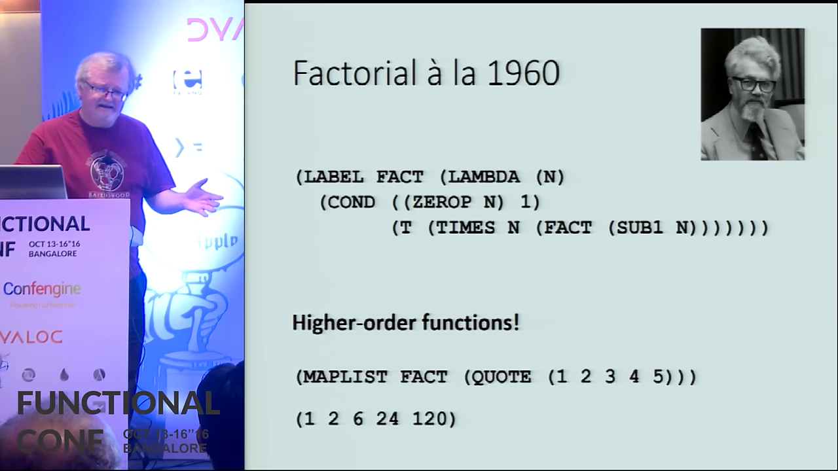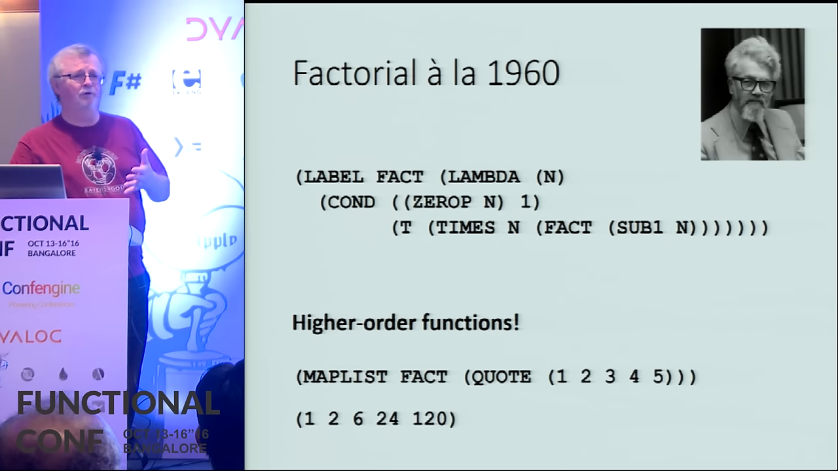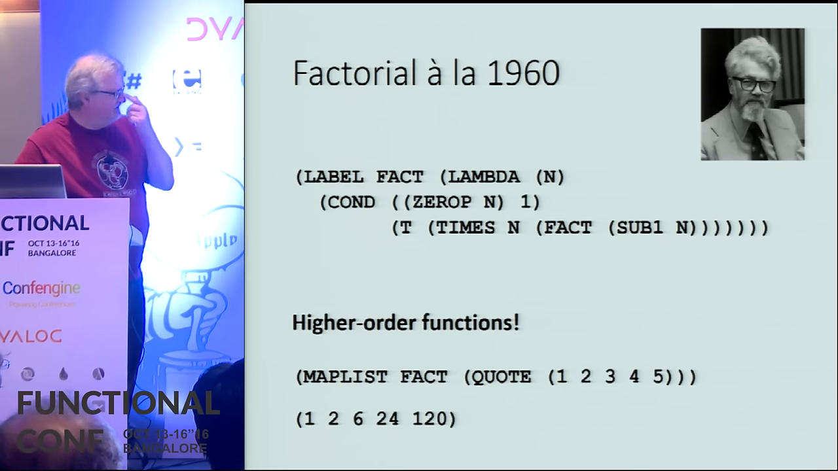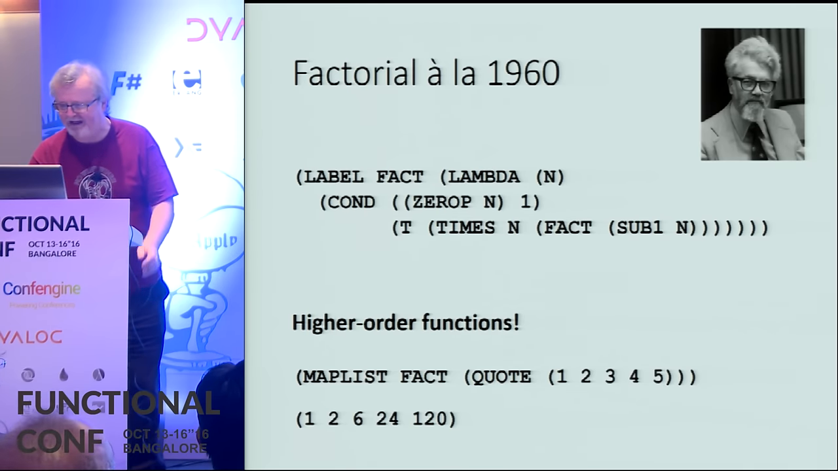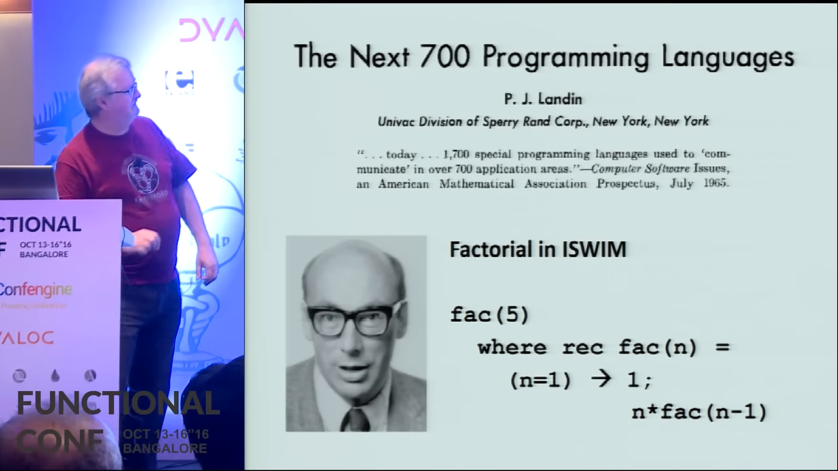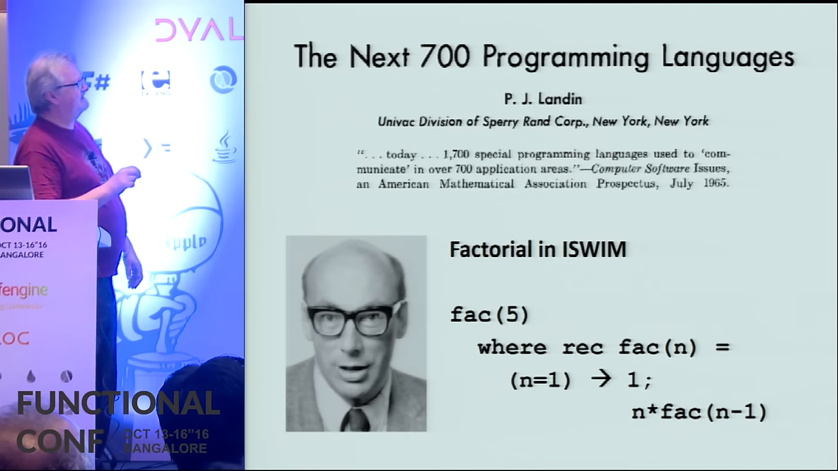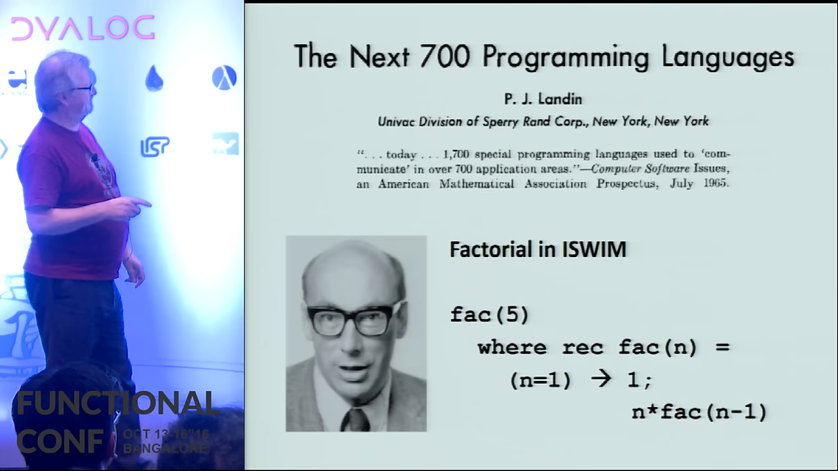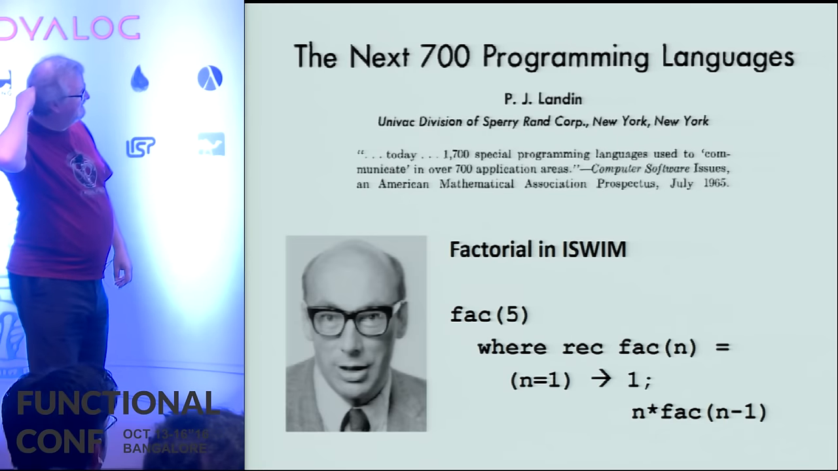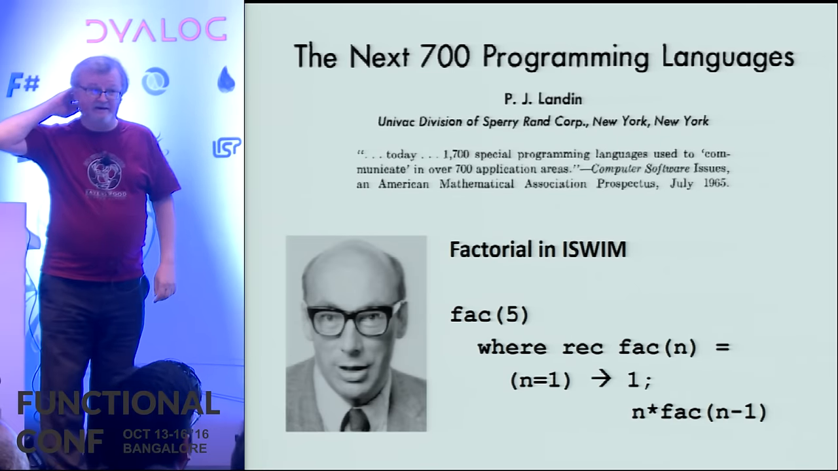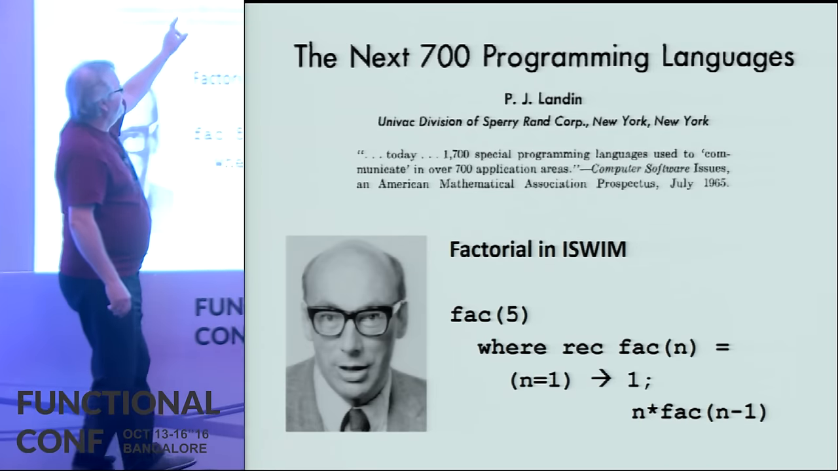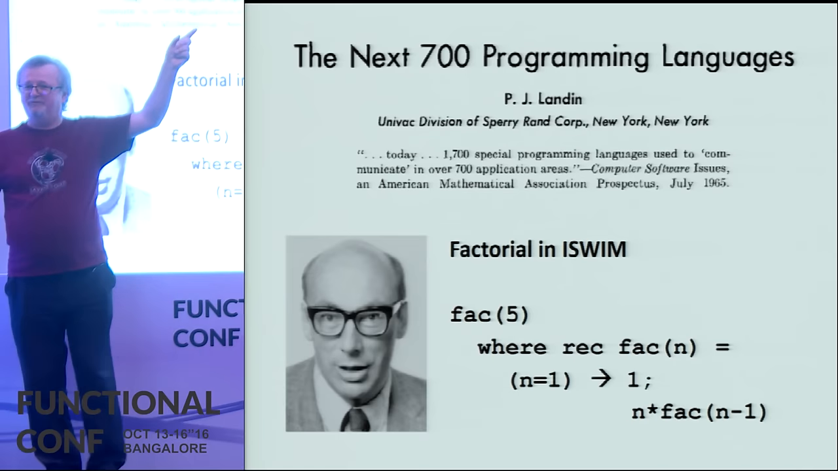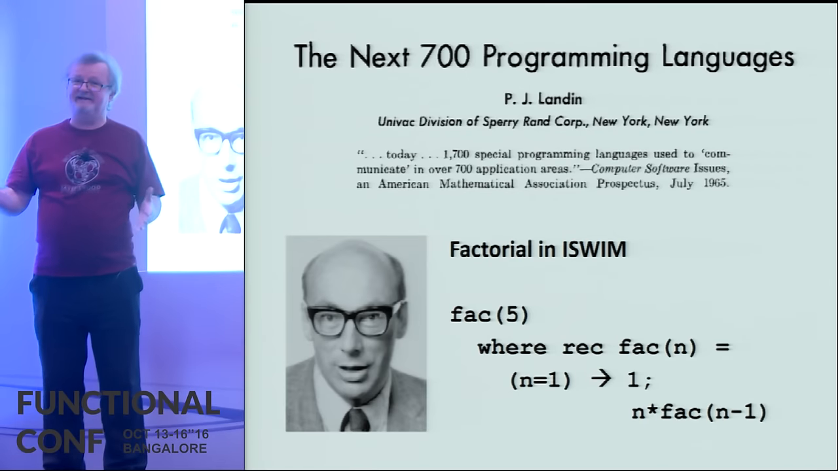And now in the early 60s, there was a lot of work going on in the research community to do with functional programming. But I want to skip to a paper from 1965, which is a real classic. The next 700 programming languages by Peter Landin. So Peter Landin was working for UNIVAC at the time, and he was aware of no less than 1,700 different special programming languages already by 1965.